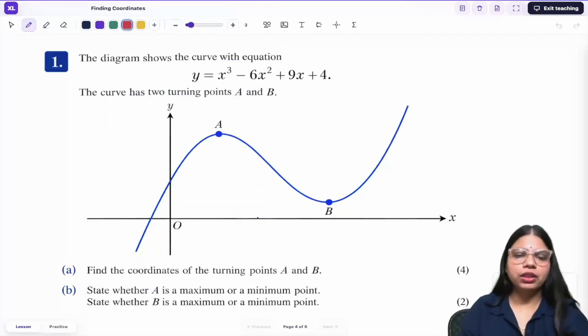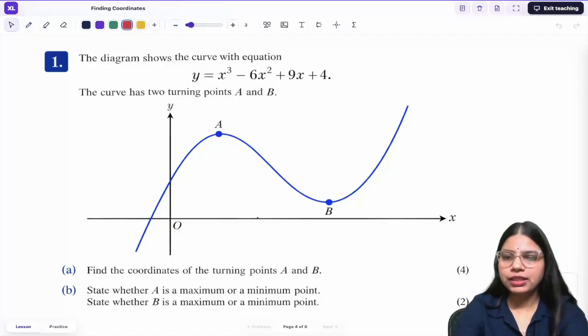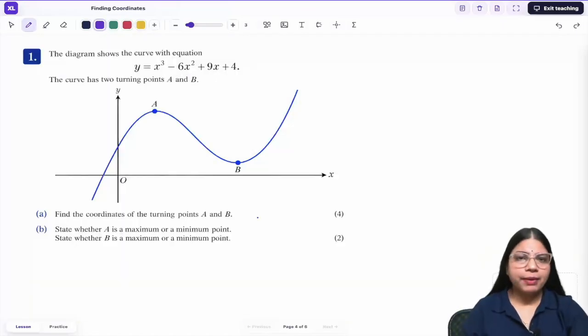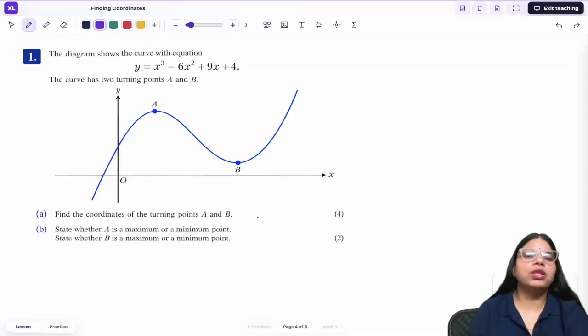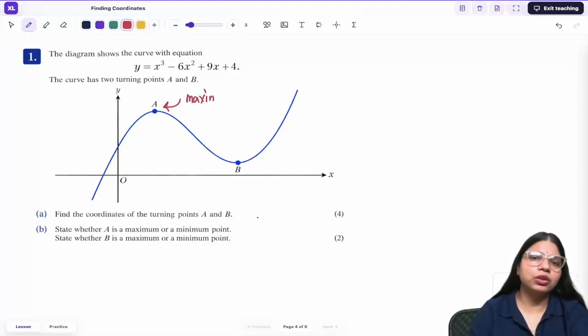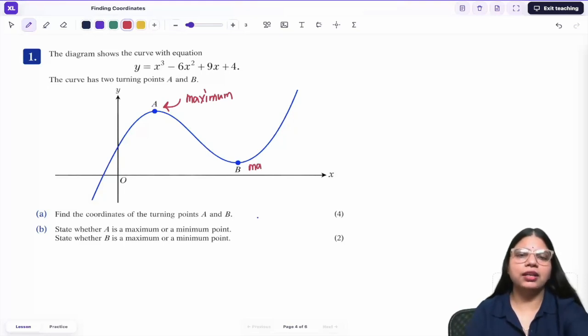Okay, so let me just get the space. Let's start by doing this question. We have a cubic curve given over here, and we have to find the coordinates of turning points A and B and state whether each is a maximum or minimum point. To state that, we can definitely say the top one is maximum. We don't know what the coordinates are, but we can definitely label the maximum and minimum points, right?